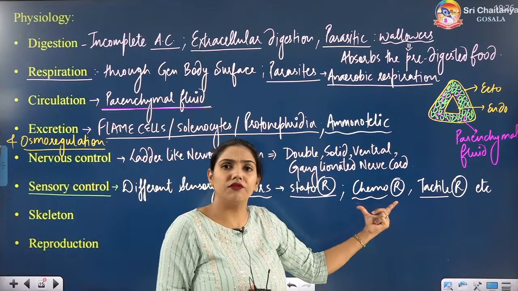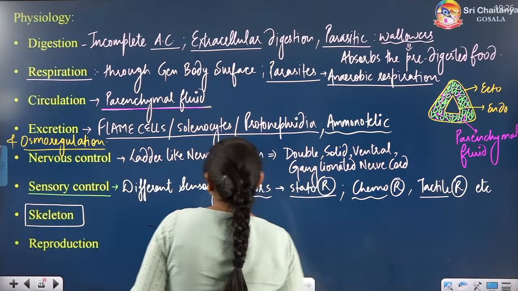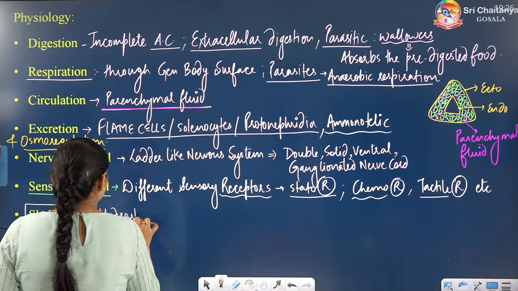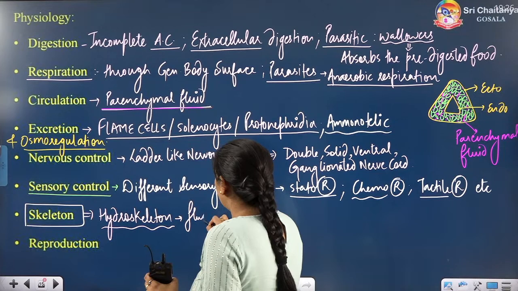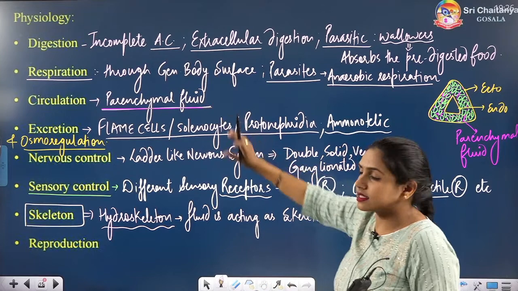If we talk about the skeleton, I have already told you about parenchymal fluid. Here this is only acting as the skeleton, beta. So a hydroskeleton is seen. Hydroskeleton is that skeleton in which fluid is acting as a skeleton. So basically here the fluid is acting as a skeleton, parenchymal fluid.